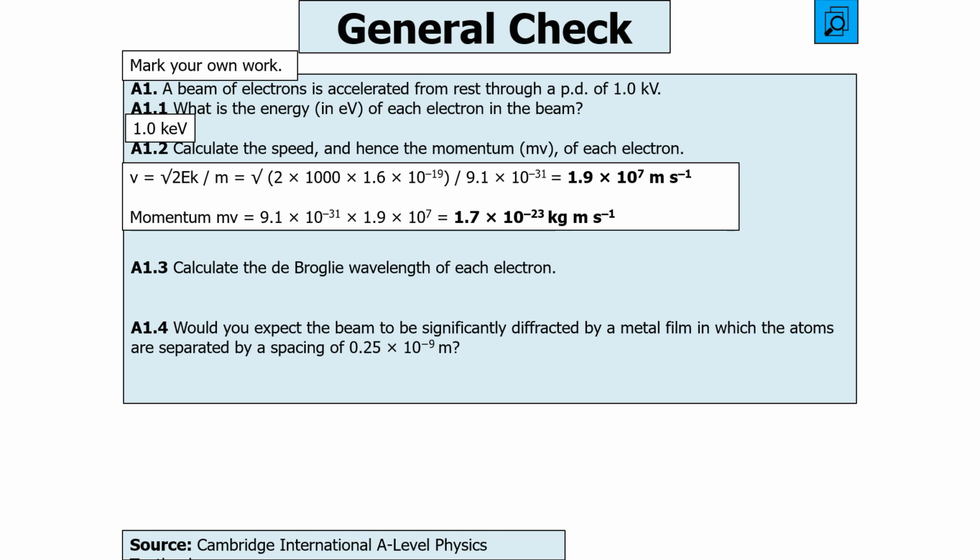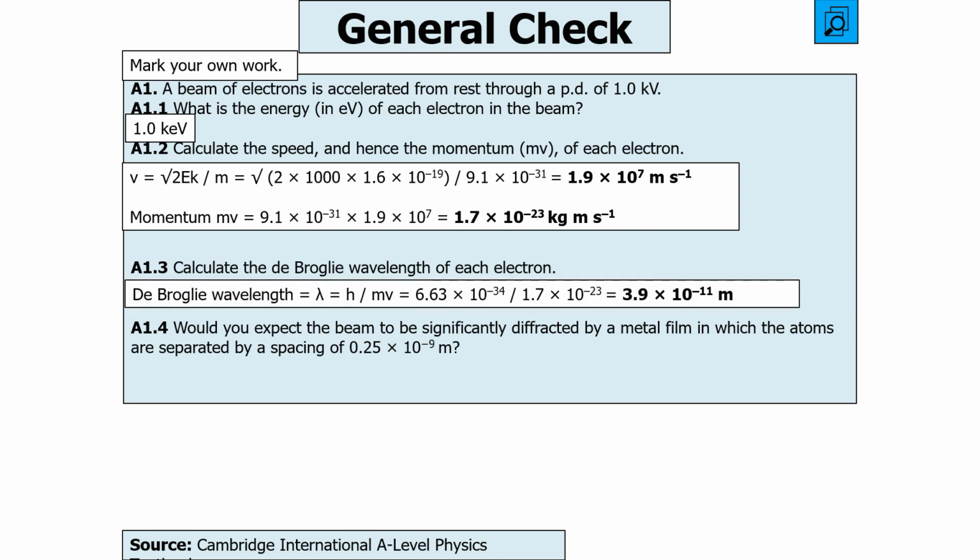So therefore we can work it through by saying v equals the square root of 2 Ek over m. Pop in all the values. The mass of the electron is given to you on the equation sheet, 9.11 times 10 to the minus 31. So you get 1.9 times 10 to the 7 meters per second. Our momentum is mass times velocity. We've just worked out the velocity. We know the mass, so it's 1.7 times 10 to the minus 23 kilogram meters per second.